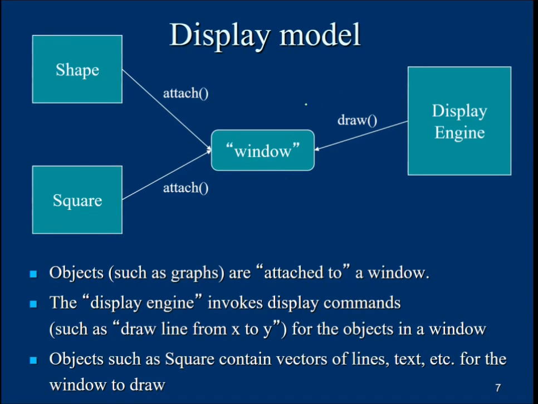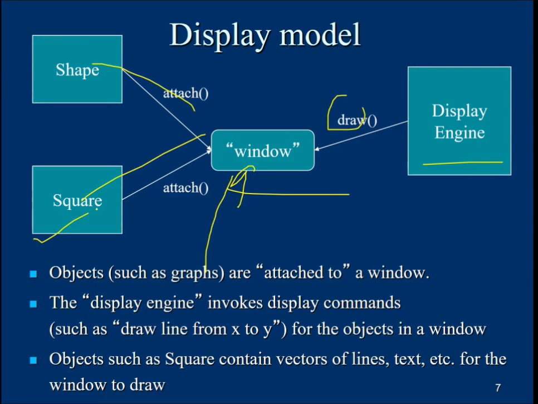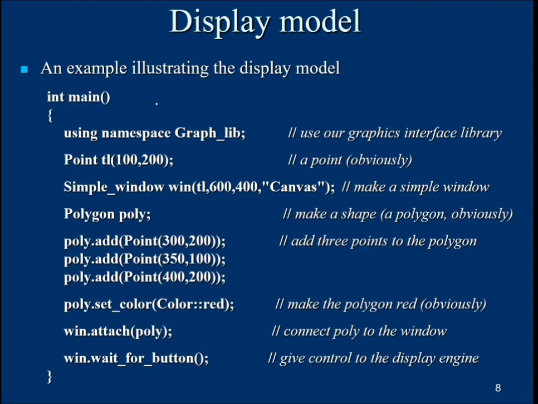This is a simple display model. For example, you have a window and you attach a shape to it, say a square, and then there is the display engine, which actually draws. Objects like graphs are attachable to your window, and the display engine invokes display commands, for example draw a line from some point to some point, for the objects in the window. An object such as this square contains a vector of lines or text for the window to draw. This is the simplest display model.